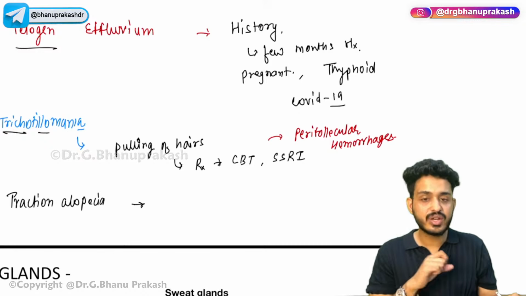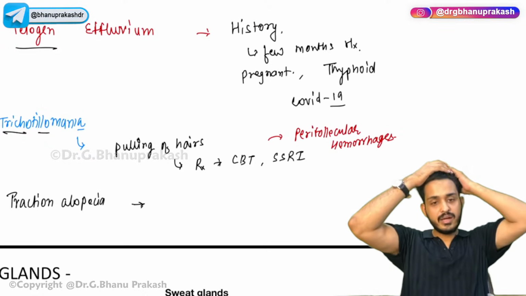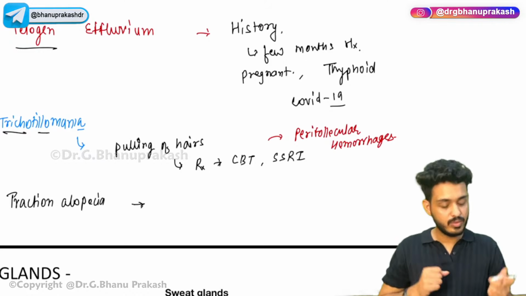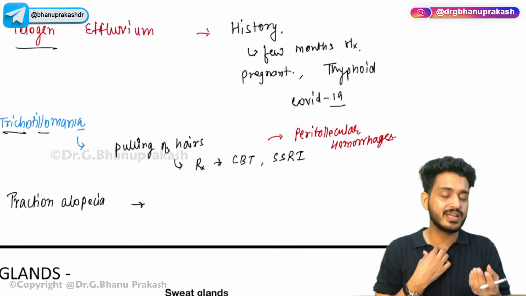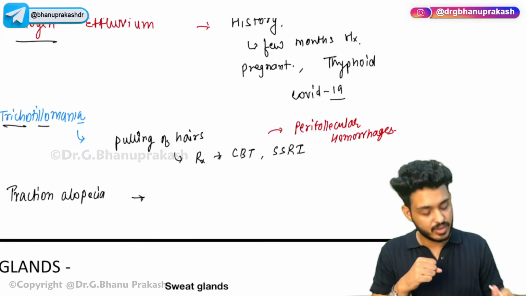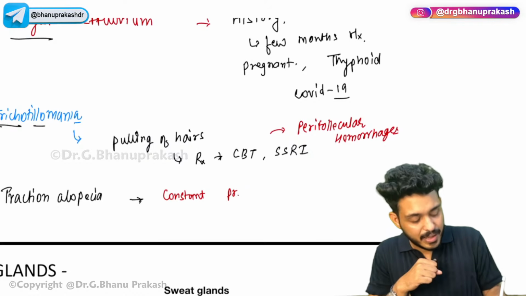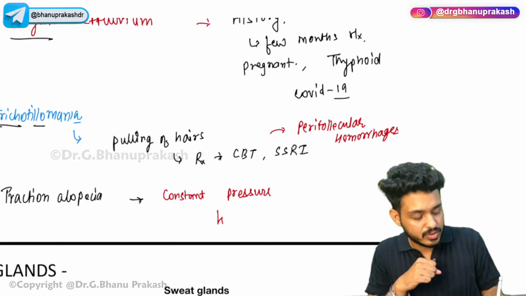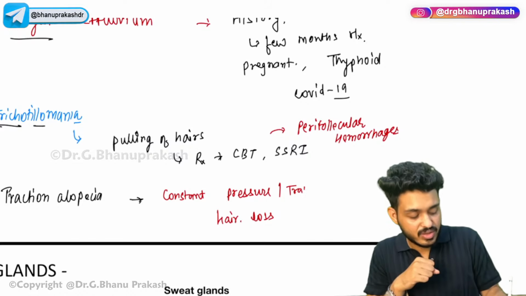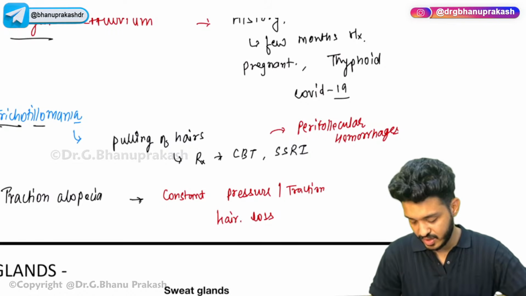Next one is your traction alopecia. Those people who are using bands on the head, those people who are having ponies, who are keeping their ponies very tight, what will happen there? Because of that constant traction, because of that constant pressure, you will be having that hair loss. That is known as traction alopecia.